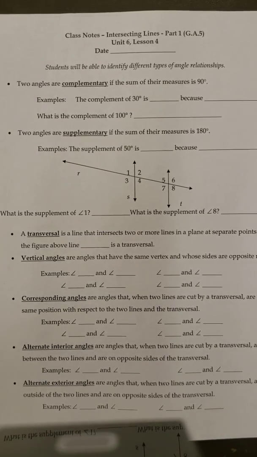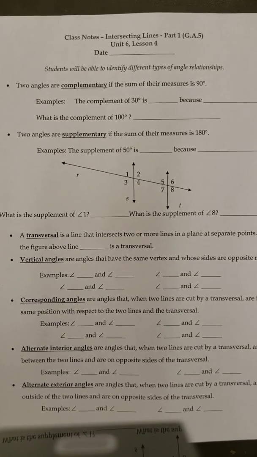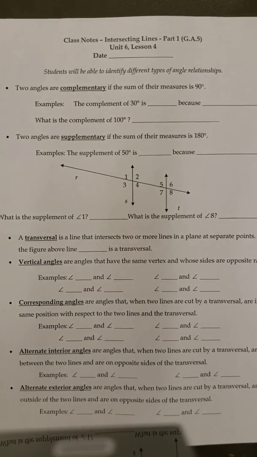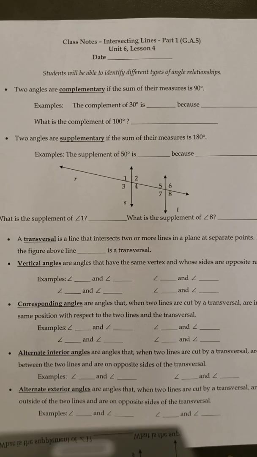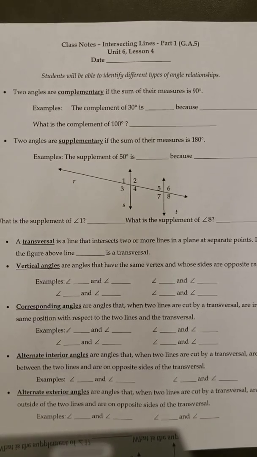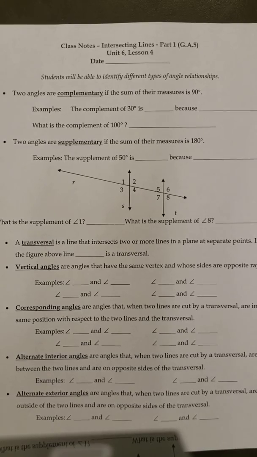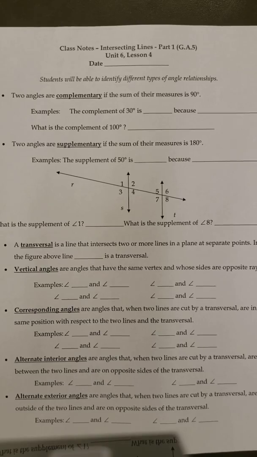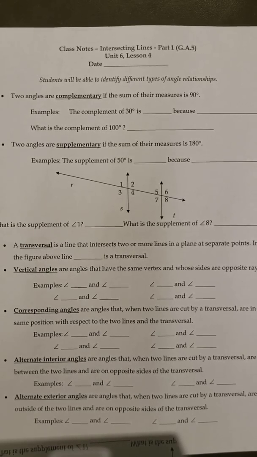Hello again, MSM3 students. We're shifting gears a little bit today. We are going to be looking at angle relationships when there are intersecting lines. So the first part of this is very vocabulary heavy, and then we'll start looking at the different relationships in the second part of this.